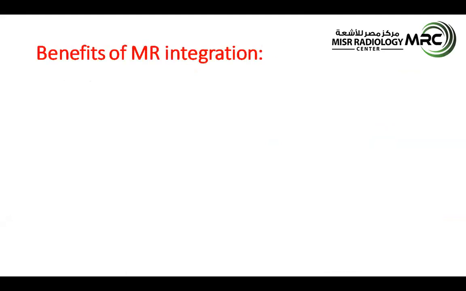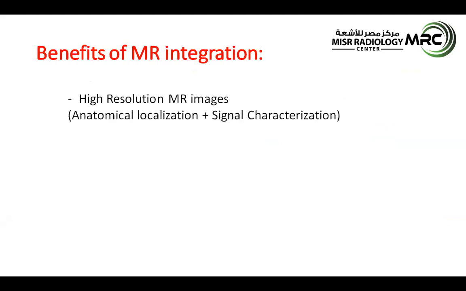Now, the benefits. I guess we all already know the importance of PET CT. We are now going to highlight the importance of integration of MRI in this type of hybrid imaging. First of all, we've got the high resolution MR images, which we use for anatomical localization of the lesions that show abnormal FDG uptake, together with utilizing the signal characterization of MRI, because we also use MRI in the characterization of lesions based on their different signal intensities on the various MR sequences.